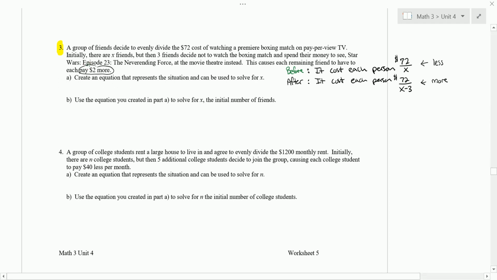Okay, and so I'd like to create an equation as part A that helps us solve for x. So I'd like to set 72 over x equal to 72 over x minus 3, but they're not equal, right? The first value is less than the second value, and the difference between the values is $2. So if I add $2 to the lesser value, it's going to equal the greater value, or I could subtract $2 from the greater value to make it equal to the lesser value. So I'm going to add 2 here. So the original cost per person plus $2 equals the new cost per person. Now, so that's part A.